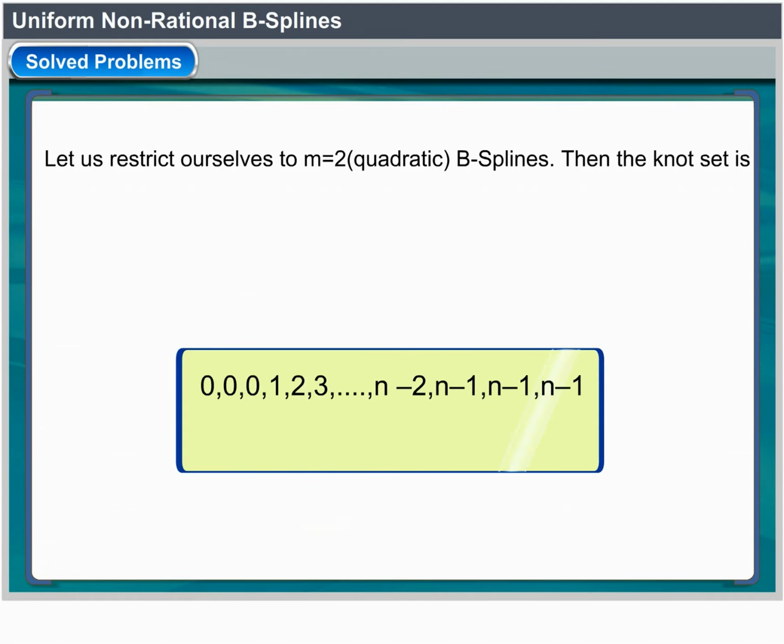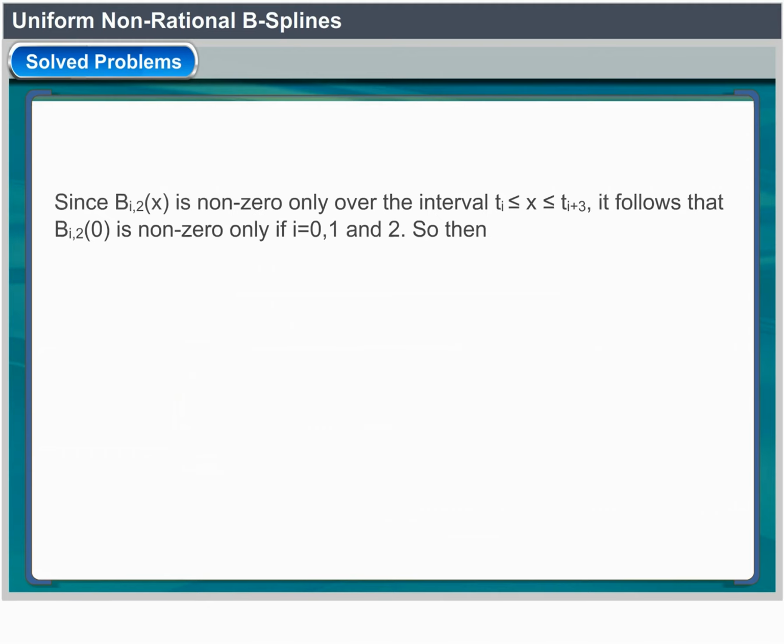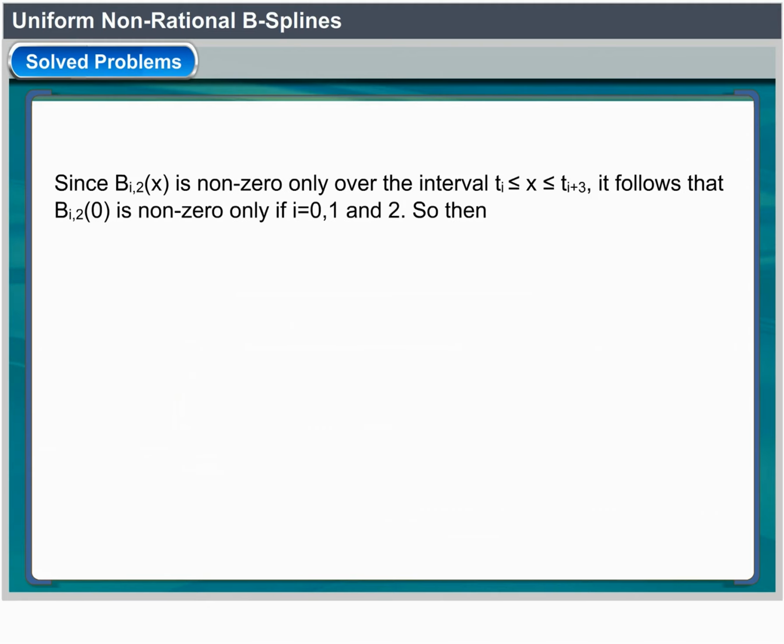Since b_{i,2}(x) is non-zero only over the interval t_i ≤ x ≤ t_i+3, it follows that b_{i,2}(0) is non-zero only if i equals 0, 1 and 2. So then, the equation for x(0) will appear as shown.